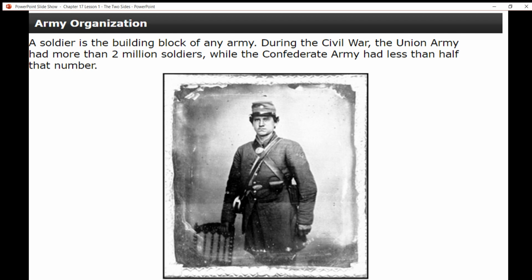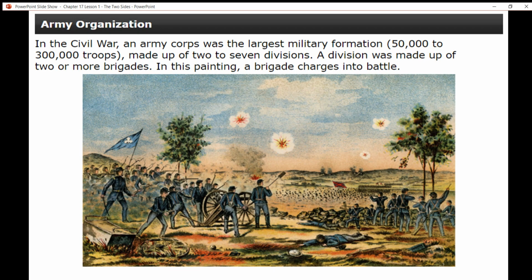In the Civil War, an Army Corps was the largest military formation, made up of 2 to 7 divisions. A division was made up of 2 or more brigades. In this painting, a brigade charges into battle. This is what's called a brigade.